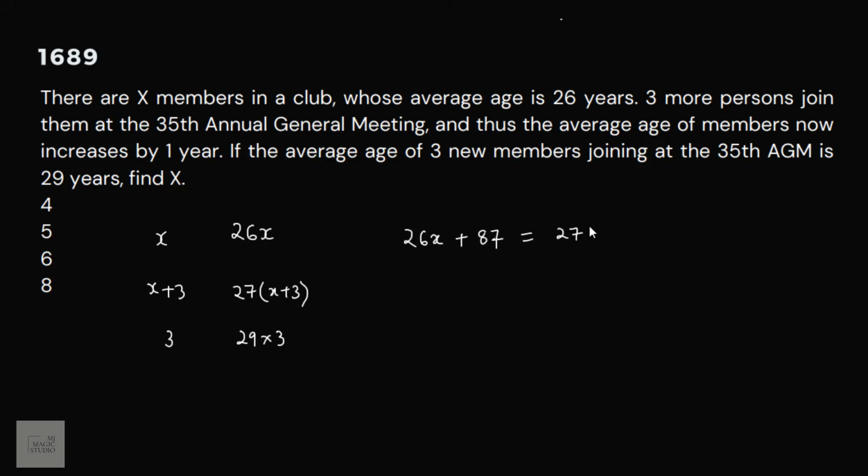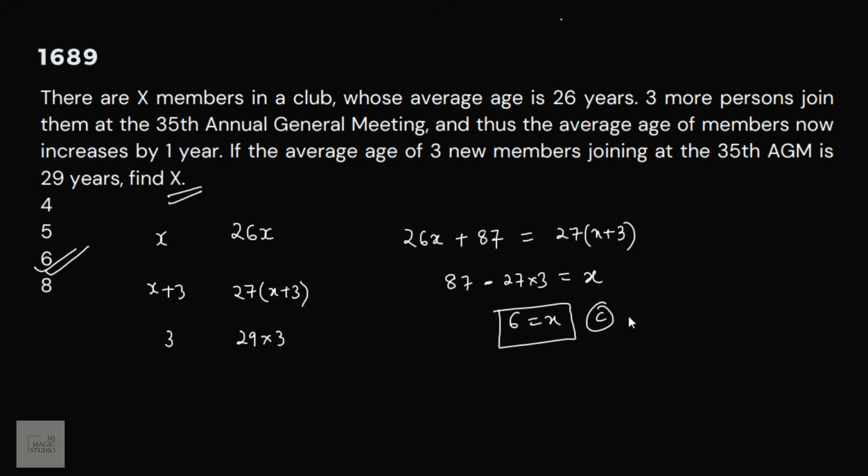This should equal 27 into (x plus 3). So 87 minus 27 into 3 equals 27x minus 26x, that is x. 27 into 3 is 81, and 87 minus 81 is 6. So x is equal to 6. That is option C.